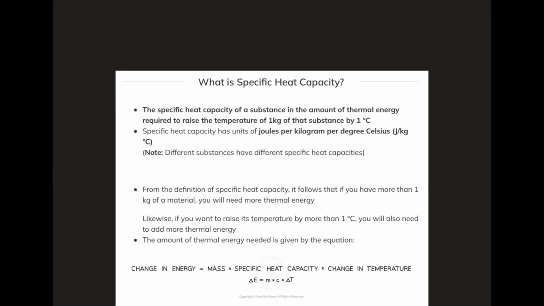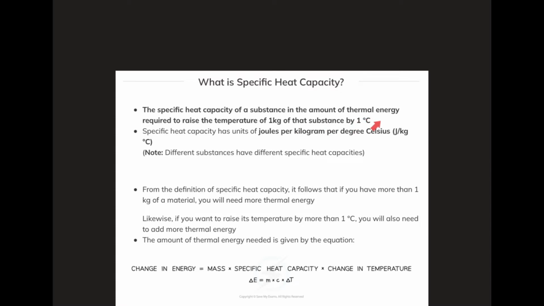Okay, so on this page you can see specific heat capacity. Just now we already understood the relationship: thermal capacity equals mass times specific heat capacity. So now we want to understand in detail what specific heat capacity is. So you see the first point. The specific heat capacity of a substance is the amount of thermal energy required to raise the temperature of 1 kg of that substance by 1 degree Celsius.